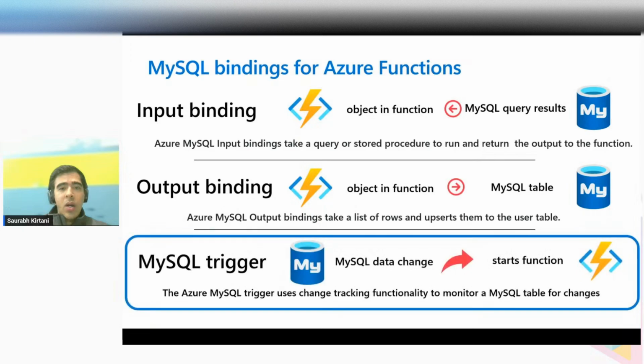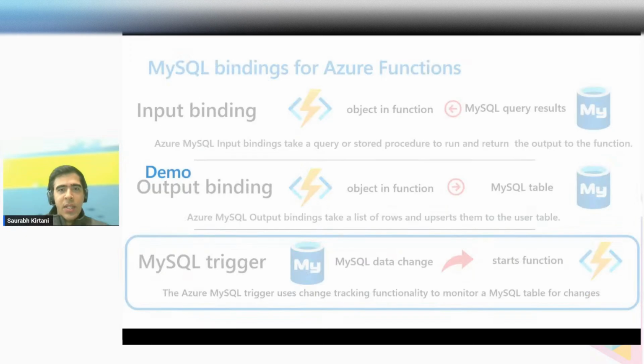But now, what we've recently announced is that trigger bindings are now generally available. This uses a change tracking functionality to monitor a MySQL table for changes and trigger a function when a row is either created or updated, enabling you to build highly scalable event-driven applications.